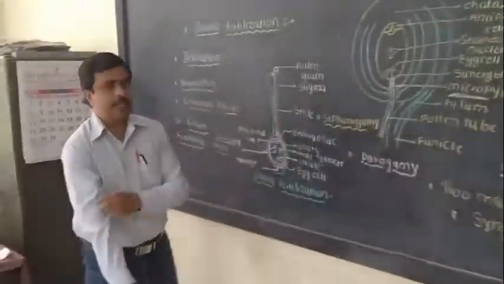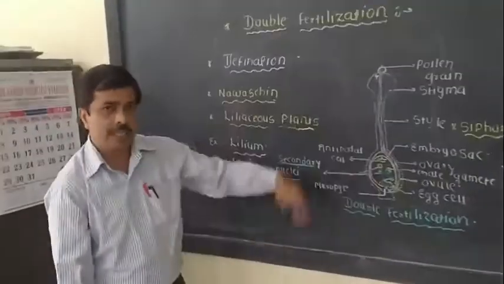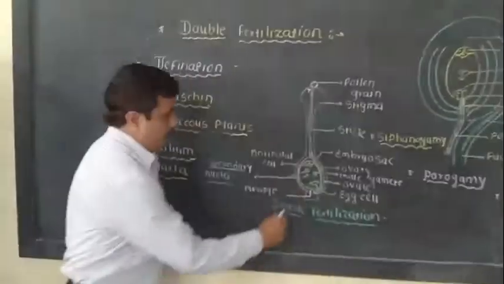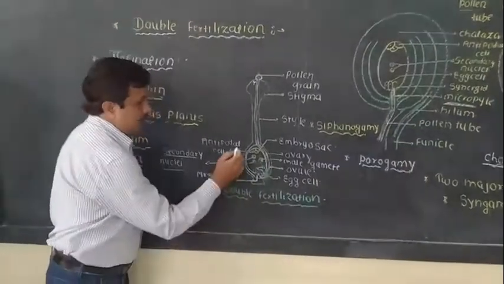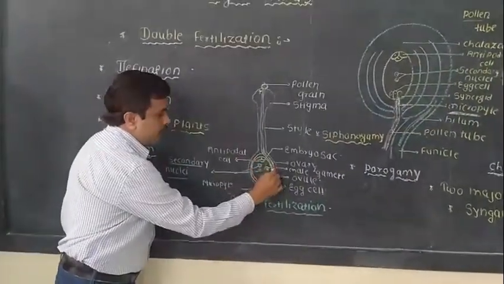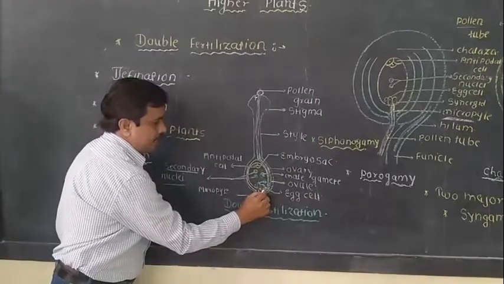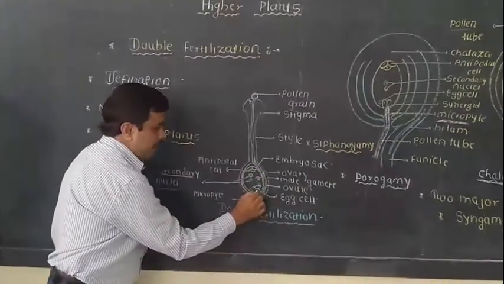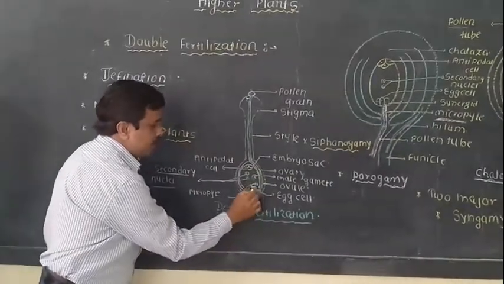Okay, now let us see what happens in the next stage of double fertilization. We know that in the case of porogamy, the pollen tube enters inside the embryo sac through the synergids.